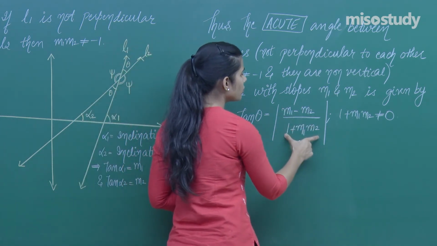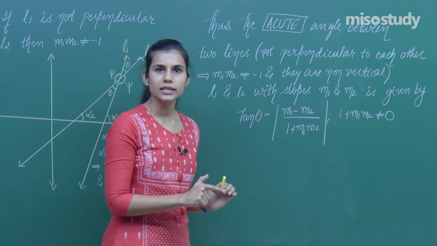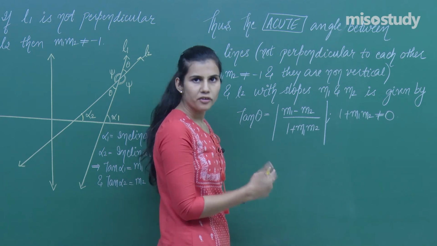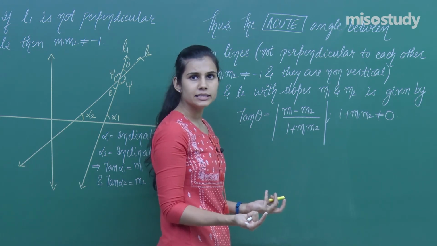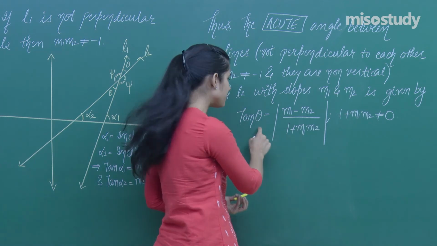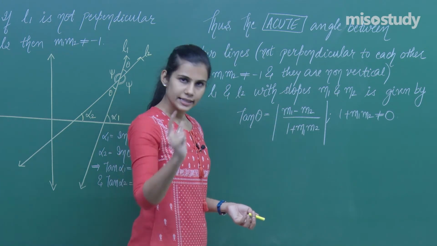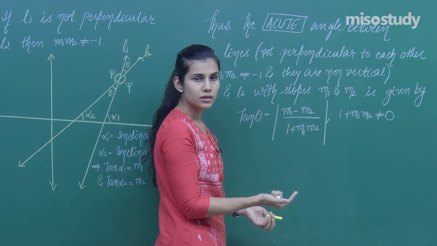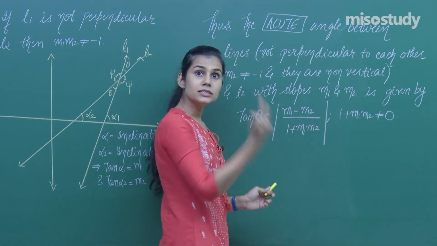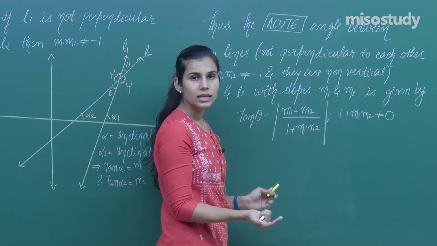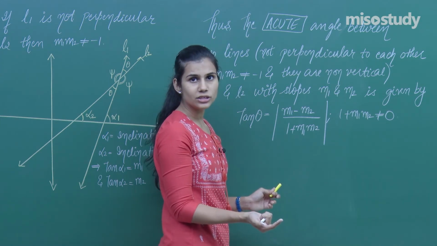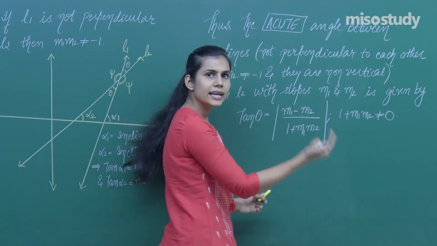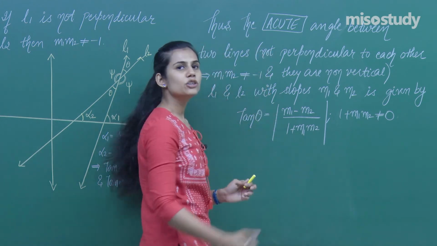Because if M1 minus M2 upon 1 plus M1 M2 comes out to be a positive real number, then mod of it will be the same real number, which is positive. Already positive, mod of a positive number is that number itself. And tan theta, if it is positive, that means theta is acute. Next, if M1 minus M2 upon 1 plus M1 M2 comes out to be a negative real number, then mod of a negative real number is the same number with a positive sign. Magnitude doesn't change, just the sign changes. So if this is negative, mod of it is positive. That means tan theta is again coming out to be positive. So again theta is acute.